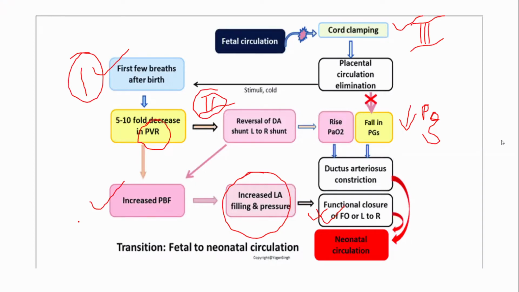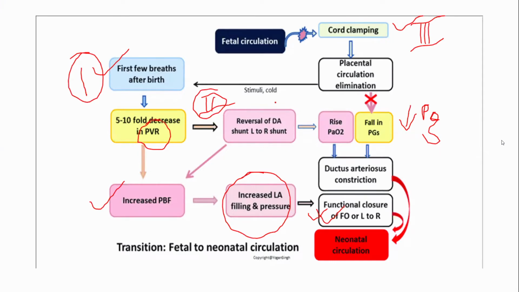Okay. Number 3, when there is decrease in the pulmonary vascular resistance, there is a reversal of shunt in the ductus arteriosus, because pulmonary trunk pressure will also increase. So ductus arteriosus बाट blood कहाँ जान्छ? It will go into the lungs rather than going into the aorta. So there is increased pulmonary blood flow, increased left atrium pressure, functional closure of foramen ovale.